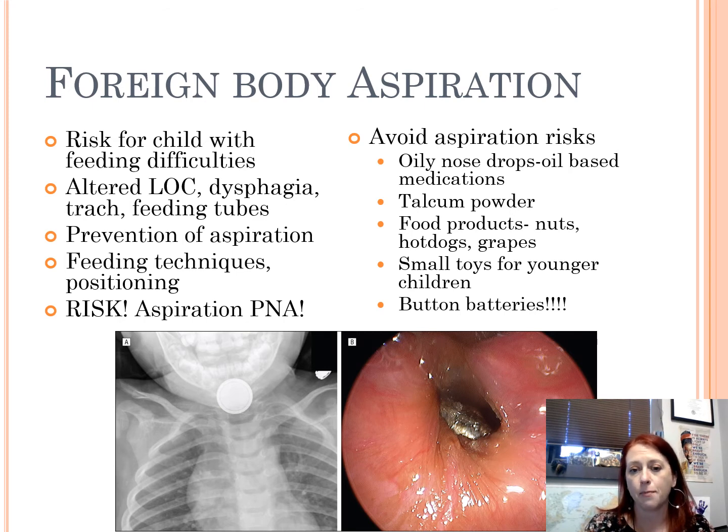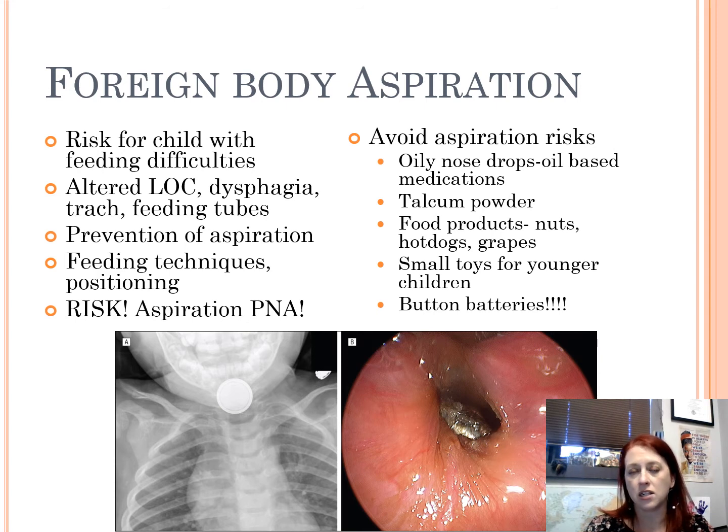And this one here is a button battery. Button batteries cause significant tissue necrosis. They can completely erode through an esophagus if they're stuck. Some kids have no issue with it. It'll pass completely through their GI system, but when it's aspirated, it can cause significant issues in their respiratory system.